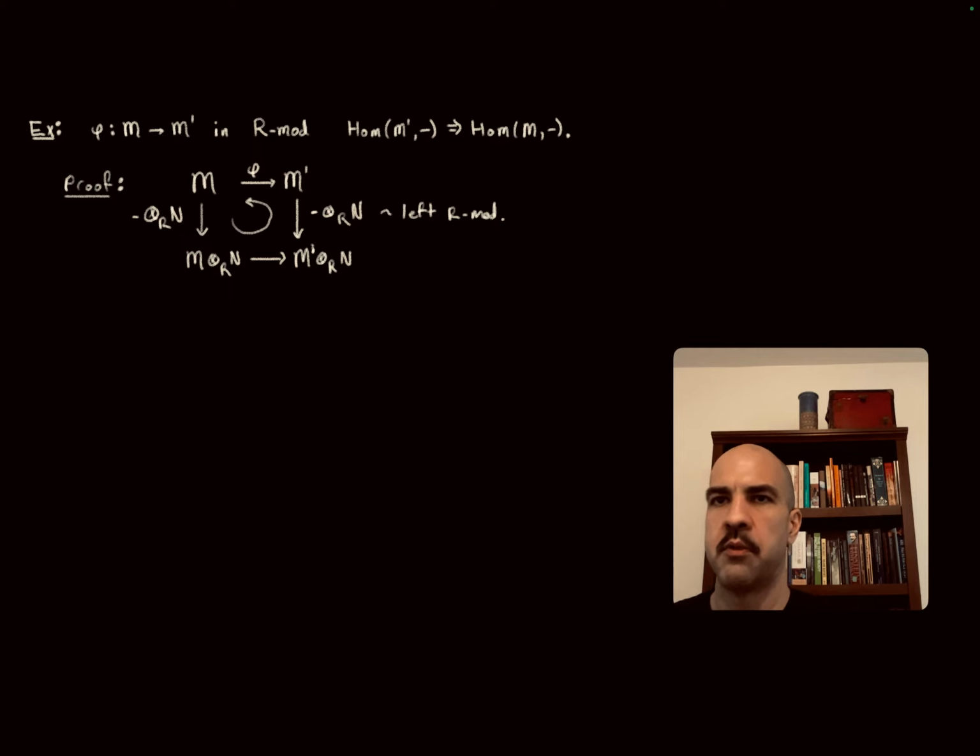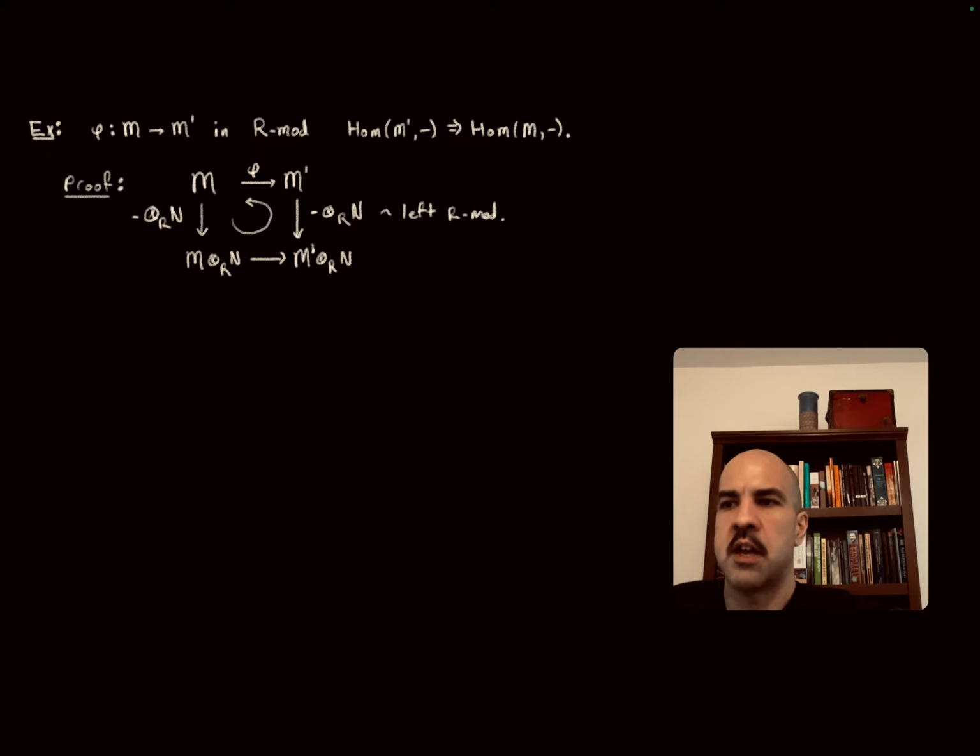An important example of this is in R modules. When you have an R module homomorphism from M to M prime, then we have this natural transformation between these two functors, where the functors are the set of homomorphisms from M prime to some other R module, and this is naturally homomorphic to the homomorphisms of M applied to some other R module.